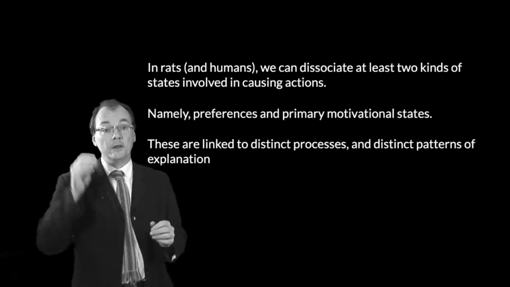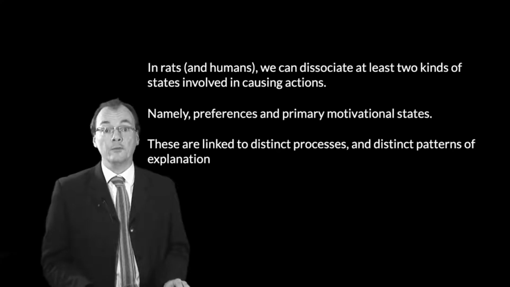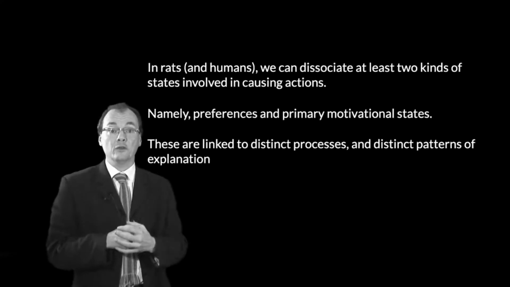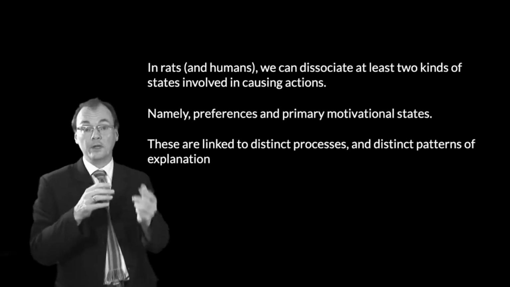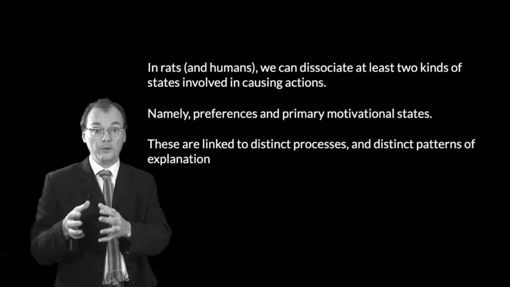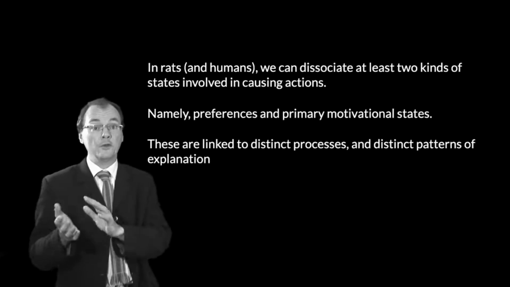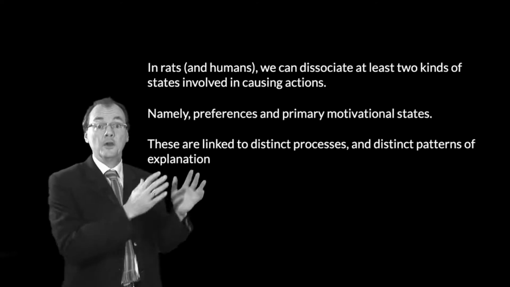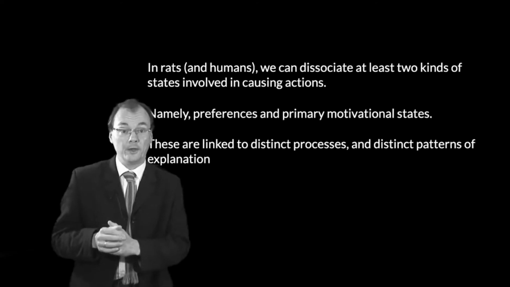So if we look carefully at the sorts of explanations that animal learning theorists offer of behaviour, we can make that distinction fairly clear. And moreover, this distinction between desires on the one hand, and primary motivational states on the other, corresponds to the two patterns of explanation, reason-giving explanation and a narrowly associative form of explanation.